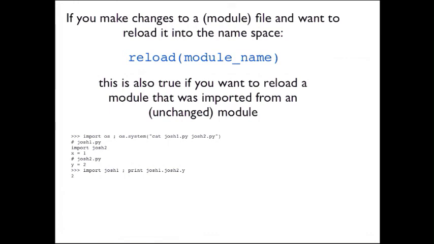Just 2. So josh1 has imported josh2, and we know that there's a variable inside of that, which is 2. Now if I edit josh2, I'll set y is equal to true. Let me reload josh1.josh2. Okay, so I'm explicitly reloading the thing that josh1 has imported, which is josh2, and I get true. If you had just reloaded josh1, it doesn't cascade through and reload everything underneath it. So you need to be a little bit careful about that.